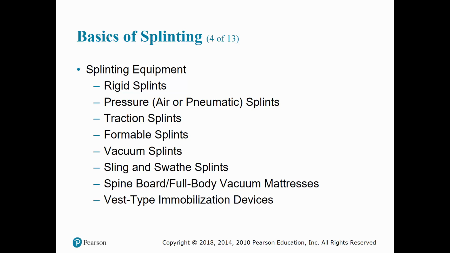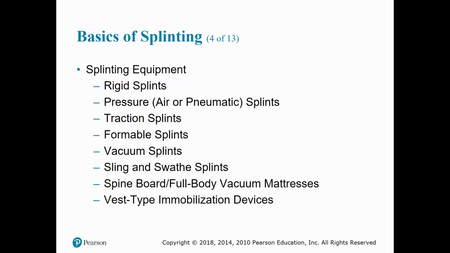Vacuum splints are soft, pliable splints that are easily formed to deformed extremities. The air is then sucked out of the splint, causing it to become rigid in its position of placement. A spine board or a full-body vacuum mattress is a full-body splint. In the case of a critical injury when extremity fractures cannot be splinted at the scene, placing the patient on a spine board or in a full-body vacuum mattress will provide some stabilization through the limitation of movement. This is not an ideal method of splinting, however.